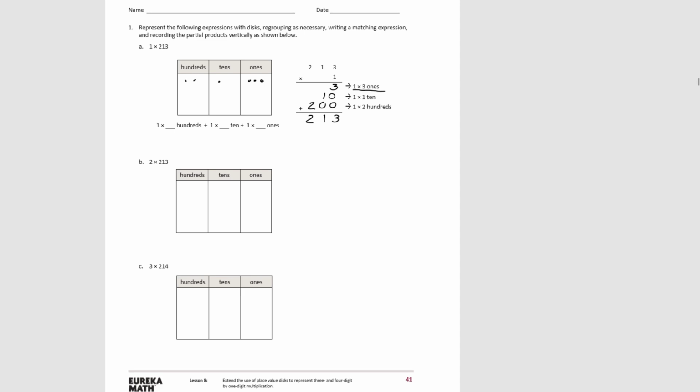When we look on our place value chart, we've got 1 times 200s. We have 1 times 10 and 1 times 3 ones. So we've shown this both in the place value chart and in our partial products. Pause the video and try B.